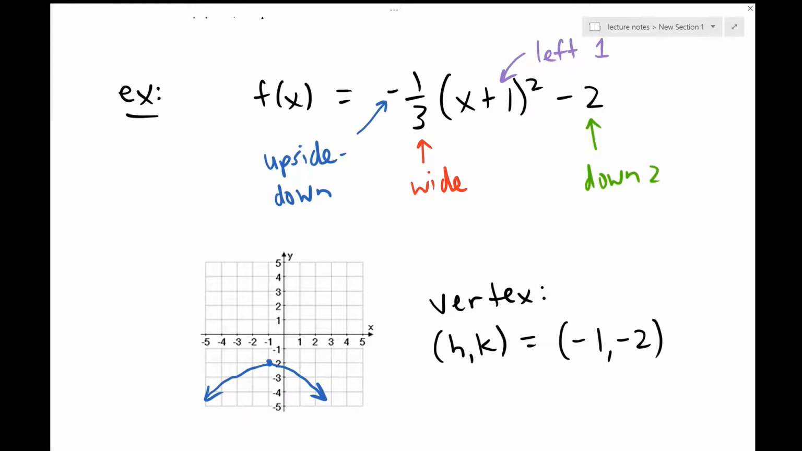The k value just comes from the -2 that we see on the outside, and that number we never have to change. It will just stay as is. But the h value, the x coordinate, just comes from the inside of the parentheses, and you just need to remember to flip the sign there.